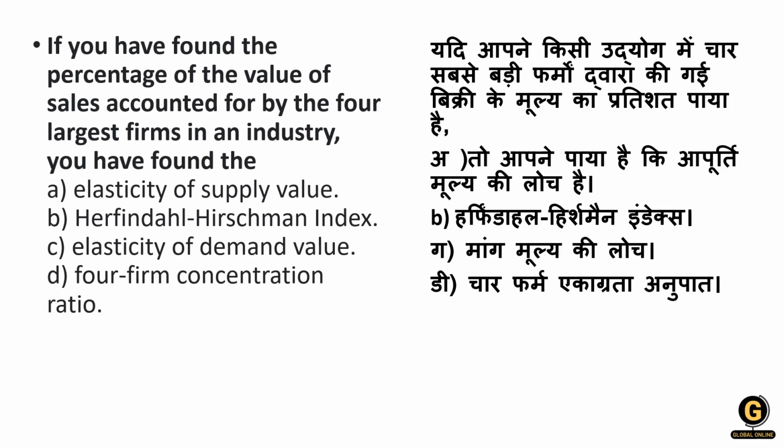Next question: if you have found the percentage of the value of sales accounted for by the 4 largest firms in the industry, you have found the: elasticity of supply value, Herfindahl-Hirschman Index, elasticity of demand value, or 4 firm concentration ratio. Here in this question there is one concept, that is 4 firm concentration. That's why the correct answer is option D, 4 firm concentration ratio.